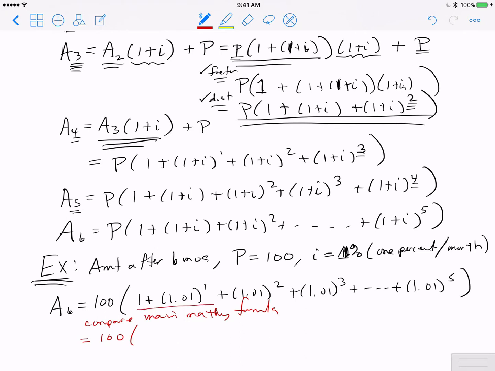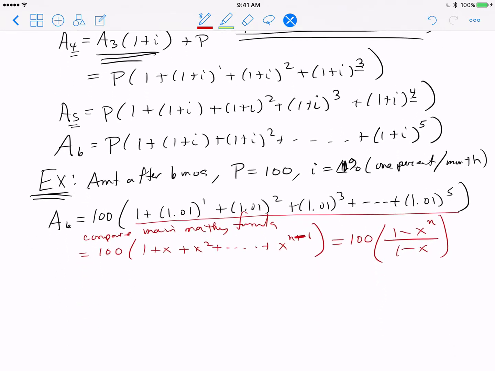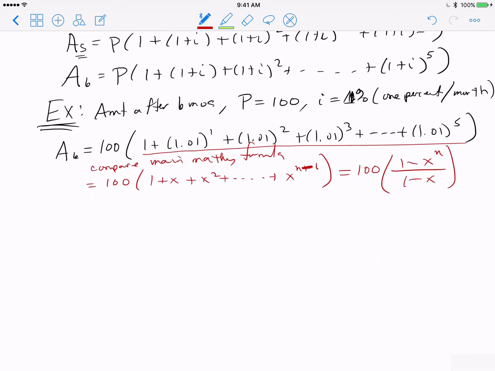And this part underlined looks an awful lot like 1 plus x squared plus continuing on up to x to the n minus 1. And then we remember that that should be 100 times (1 minus x to the n) over (1 minus x). That's the main mathy formula.